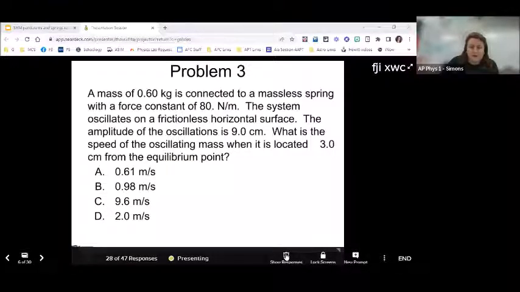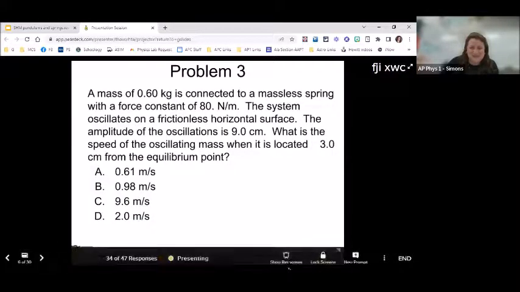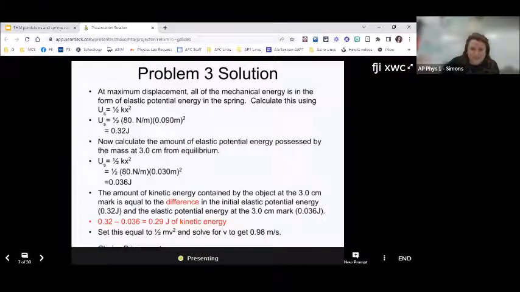All right, going once, going twice. Let's see how we're doing. So the bulk of our responses seem to be around B and C, somewhere in there. Those are wildly different speeds. So let's see. All right, so at our maximum displacement, we plug in all what we know, we can find that the total amount of mechanical energy is going to be spring potential, 0.32 joules. We still have the spring pulling on this mass at 3 centimeters. So we still have some spring potential energy at 0.036 joules. And the difference is going to be our kinetic energy. So B is going to be our correct answer there.